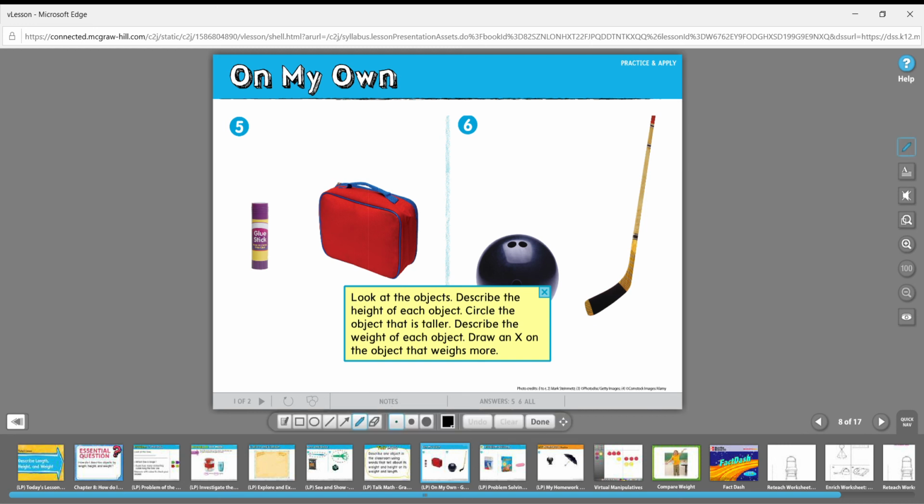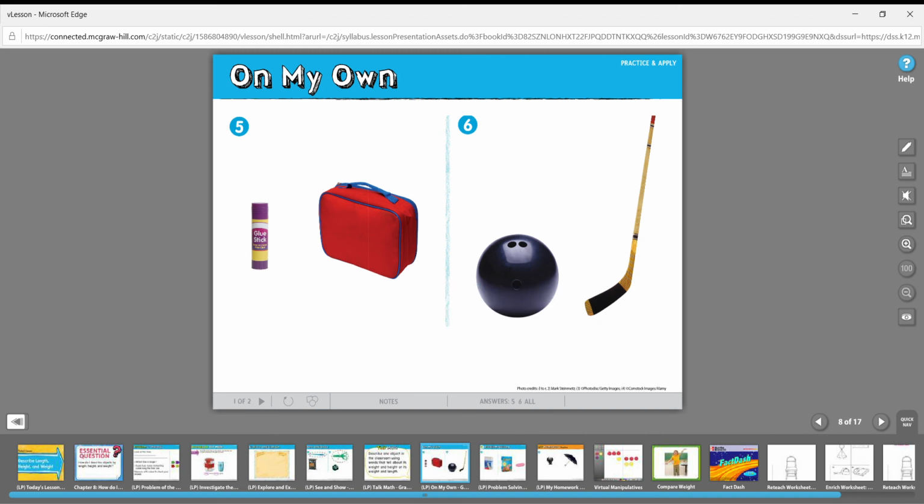So right now, for number 5, what is going to be taller, a glue stick or a lunchbox? Lunchbox is taller. Now, which one is going to weigh more? Well, we've used glue sticks all the time in class, and they are very small and very light. So I would say that the lunchbox is going to be heavier, especially if there's food in it. So you're going to do that on the On My Own page for all the On My Own questions.